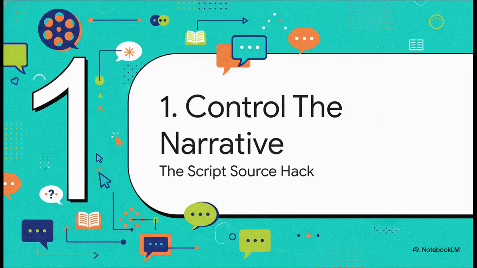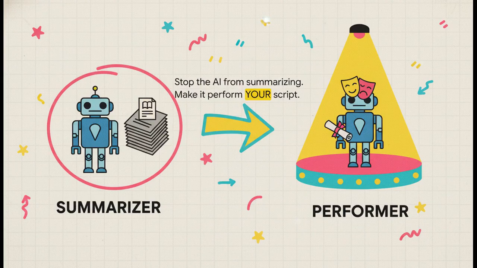Okay, first up is what I think is the single most powerful technique for taking back control. It is all about mastering the story itself. We call it the script source hack, and trust me, it's an absolute game changer. So here's the core idea, the big shift in thinking. We need to stop the AI from just writing a book report on our sources and turn it into a world-class actor. We don't want its summary. We want it to perform our script, line for line, based on our specific goals.